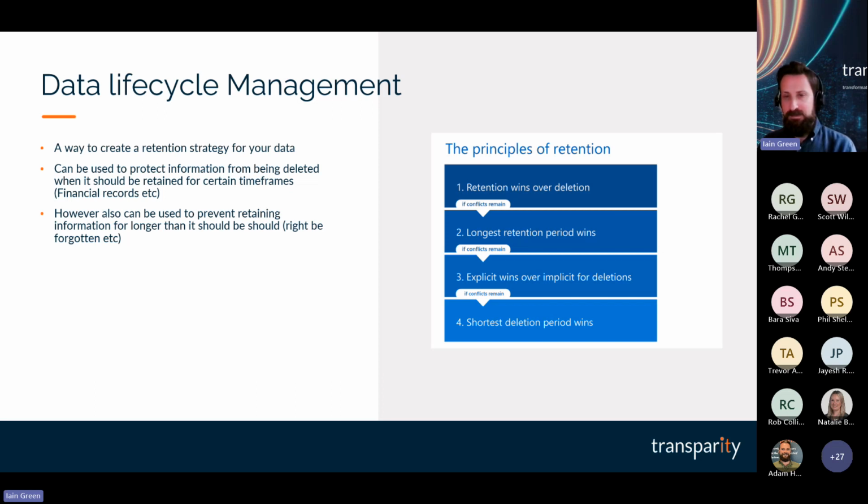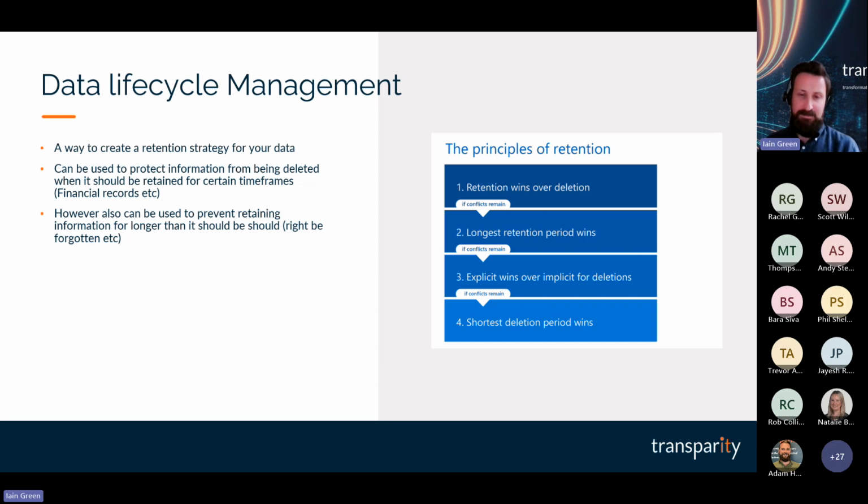So if you had a file that was created and had a 7-year deletion period, but the deletion period is based on when it's modified and it gets edited at year 6, then it resets that clock. So yeah, it's very important when you're designing it that you understand these principles of retention that I have just on the right there.